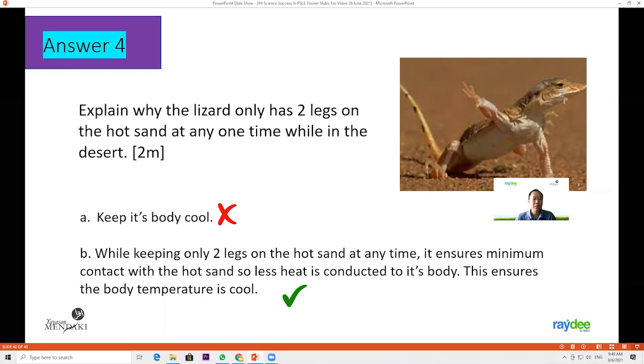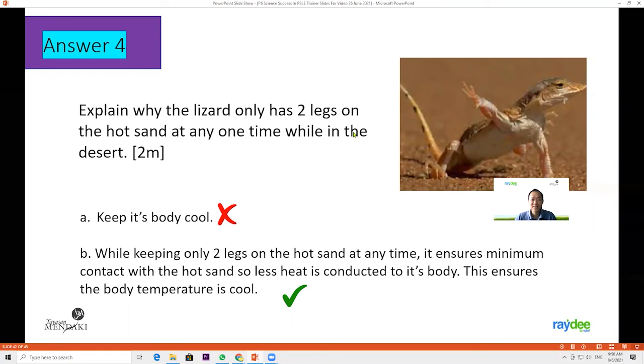Now, how about foundation students? So foundation students, we do not need such detailed explanations. Okay, now there is no exact answer for science. But how we are going to conduct this is that, as long as foundation students are roughly able to mention that it's about keeping the body cool, right? And because 2 legs are on the surface at any time, so there's less conduction, right?